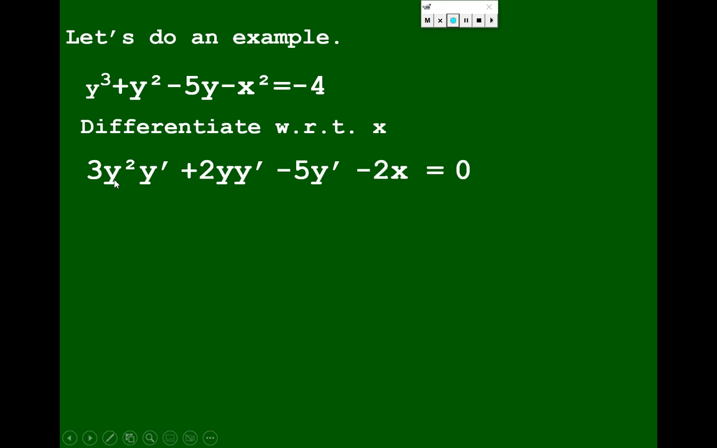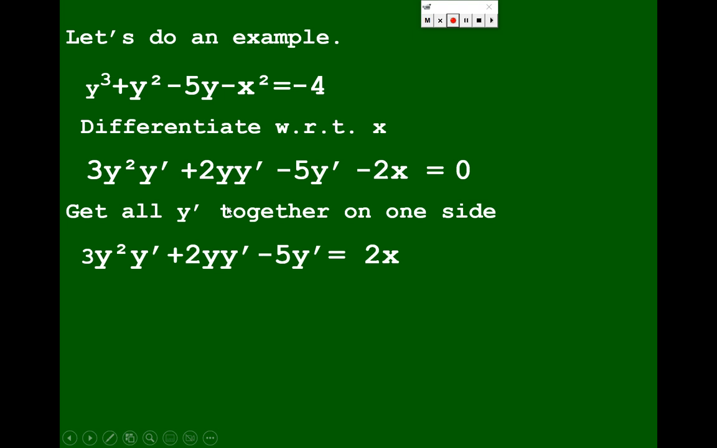All right. Now, ladies and gentlemen, notice I have 1, 2, 3 y primes, and they're all on one side of the equation. I need to get this guy who doesn't have a y prime, I need to put him over here. Or it could be a girl. Here we go. By adding 2x to both sides of the equation, I now have all the y primes on one side. I have everything that does not have a y prime on the other side of the equation.